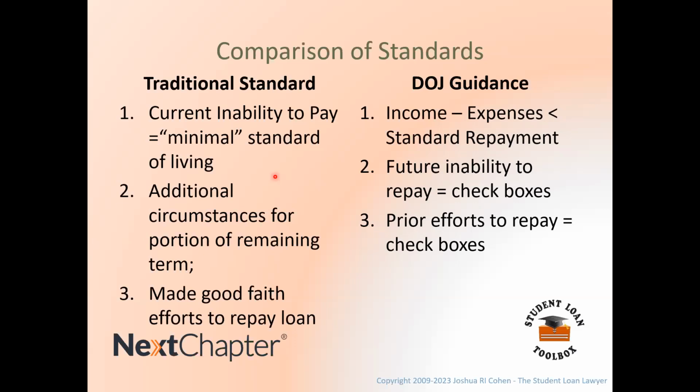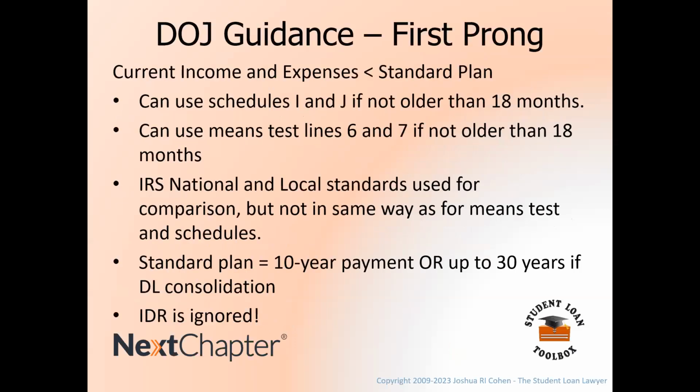Third prong, under Bruner, you made good faith efforts to repay the loan. Under the DOJ guidance, it's prior efforts to repay. Again, it's check boxes. Oh my God, it's so easy. The third prong, you can't fail, and we'll see why when we get to it. Okay, so let's dive into those.